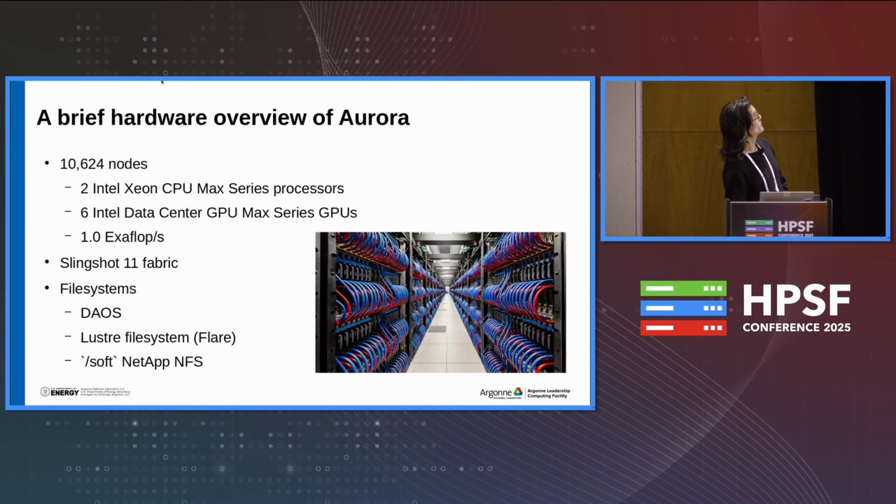Okay, so just a brief hardware overview of Aurora for those who aren't familiar. Aurora is one of the DOE's Exascale computers, so it has a bit over 10,000 nodes, 2 processors and 6 GPUs on each node, and it just clears the Exascale mark at just over 1.0 exaflops. It has a Slingshot 11 fabric and then 3 file systems available on it.